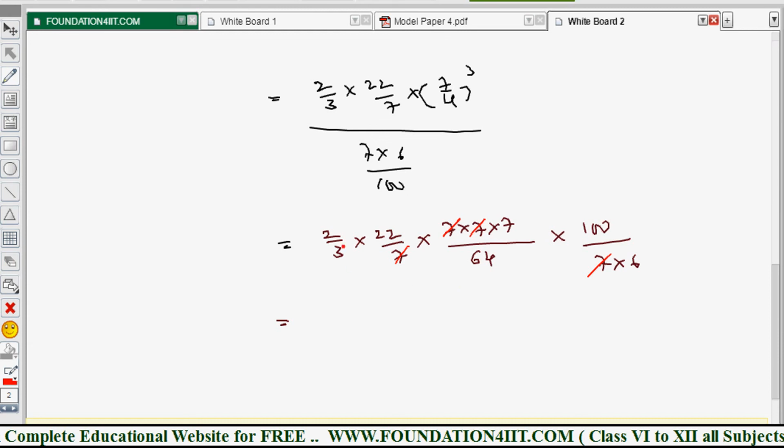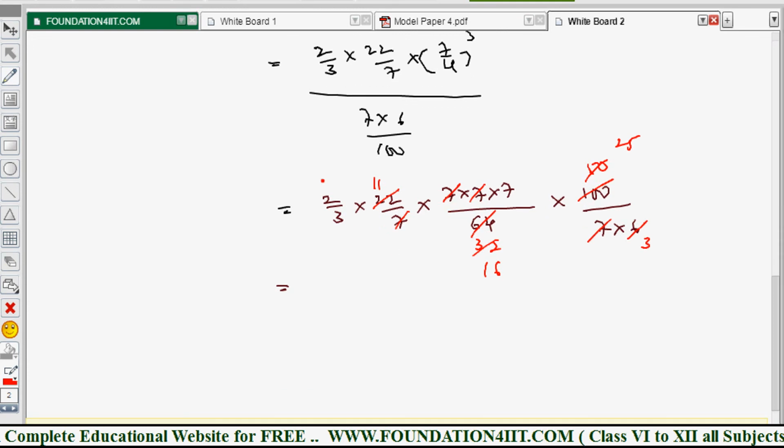And 2 into 2 by 3 into 22 by 64. It is 11 and 32. So more is 16 and it's 52 table and 25 3. So finally again here 2 answer 2 8. The numerator is left 11 7 25. 11 7 25 is on numerator, denominator is 3 8 3.